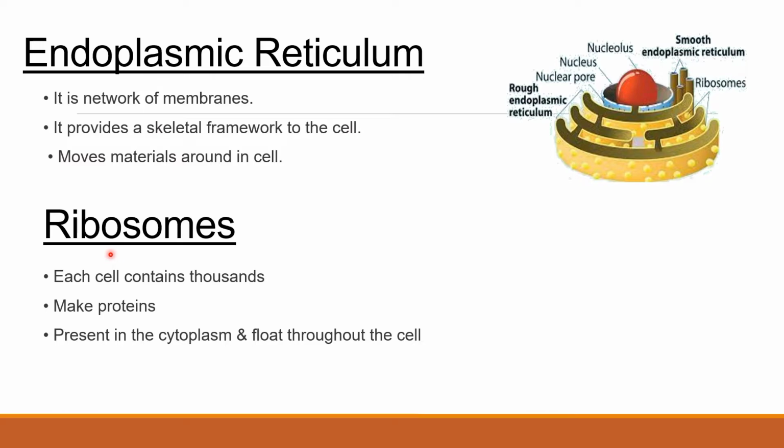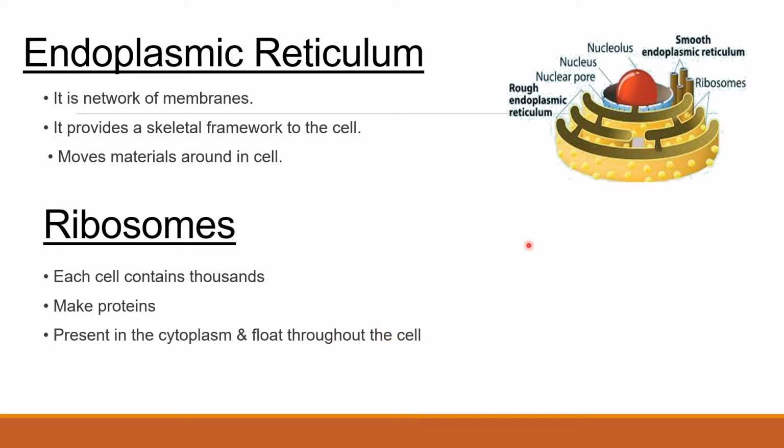Under this we have also discussed the ribosome. What is a ribosome? Each cell contains thousands of ribosomes. What is the function of the ribosome? The function of the ribosome is to produce protein. It is also known as the site of protein synthesis, where they manufacture proteins.